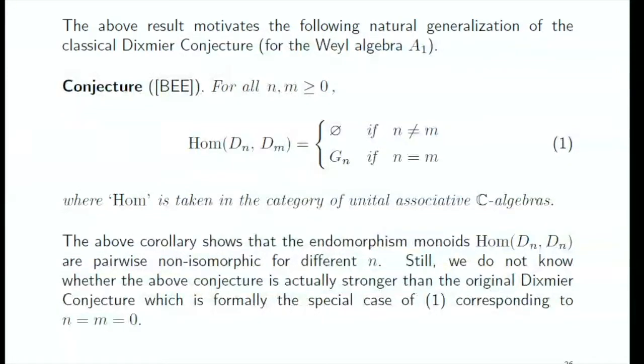There is a natural extension of this conjecture. Philosophically, it's very natural because the Weyl algebra, as I said, is a non-commutative algebra, so it's natural to state the Dixmier conjecture in categorical terms, which would depend on the category of morphisms. So the conjecture is the following. It's an extension from n equals 0 to n equals m. If we take arbitrary n and m, then Hom from D_n to D_m is either empty if n is not equal to m, or invertible if n equals m. Here Hom means all algebra homomorphisms in the category of unital algebras. Of course, if I put n equals m equals 0, this is just the usual Dixmier conjecture.